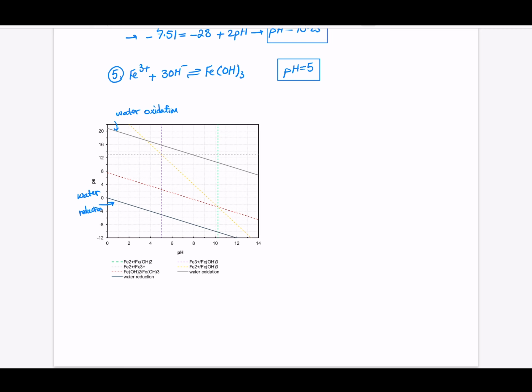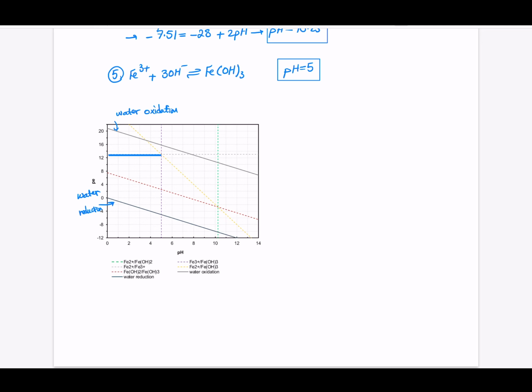So let's go one by one on the lines. This line represents Fe3 plus and Fe2 plus, right? So after this point, there's no more Fe3 plus or Fe2 plus, because this region is dominated by FeOH3. So basically this part of this gray line would disappear. So only this part of the gray line is acceptable. So we took care of the gray line.